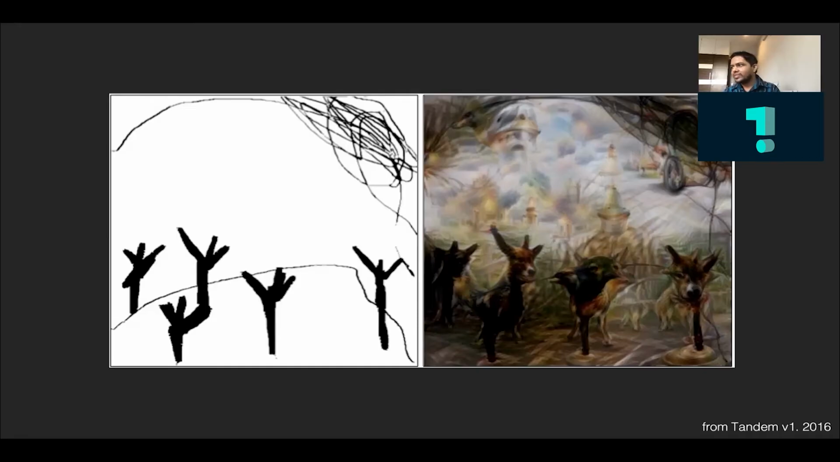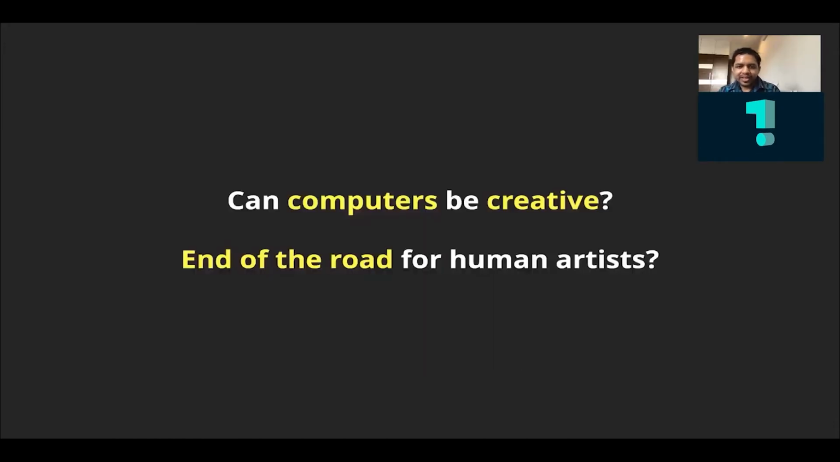So this is what excites me about AI art, this ability for the machine to now become part of the creative or imaginative process in creation, rather than the machine just being a simple tool to make your lines smoother or things like that. So with that context, whenever I talk about art being created by machines, there's always this question: can computers be creative? And if computers can be creative, like we saw a little bit of that flavor in the last slide, then is that the end of the road for human artists?